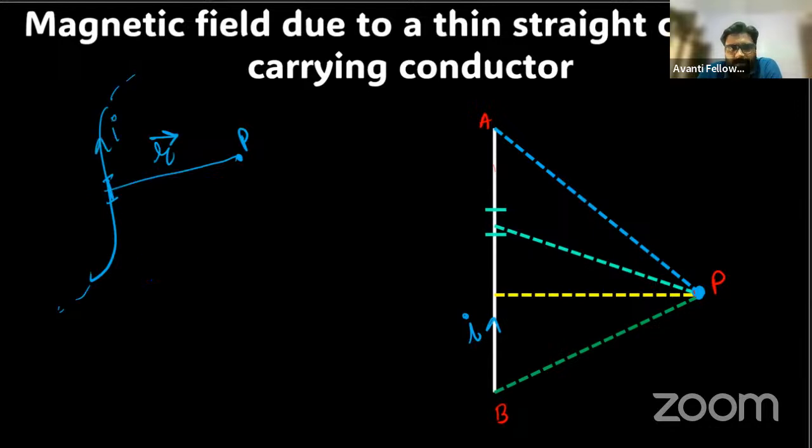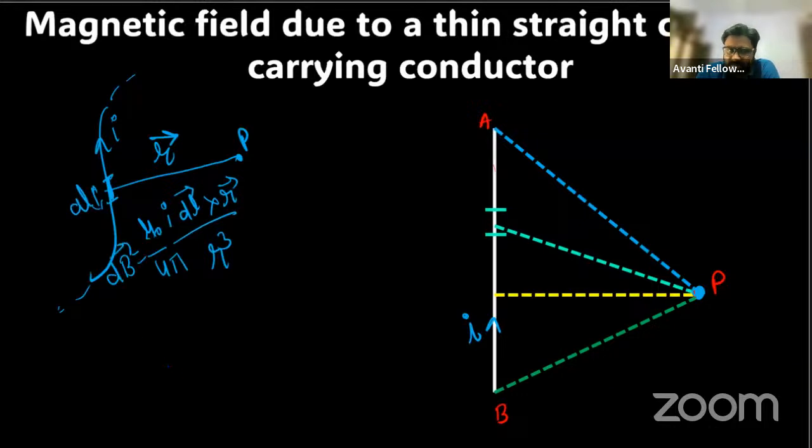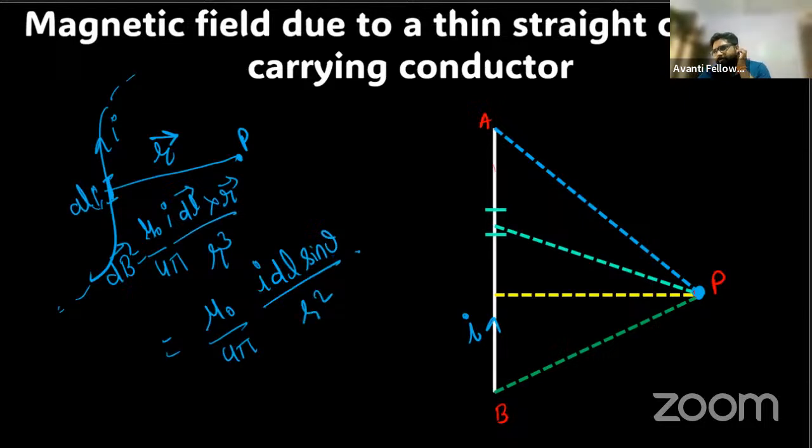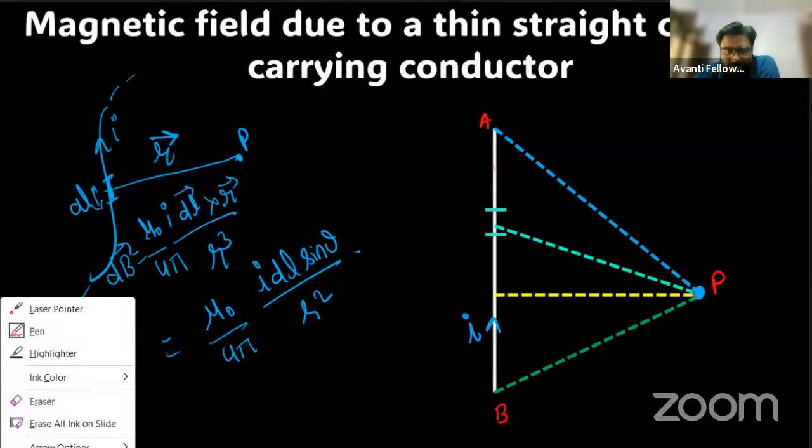So current I is flowing in this wire. This is dL. So the current element here would be I dL vector. And we know that dB equals mu naught upon 4 pi, I dL cross R vector divided by R cube. This is the magnetic field at this point, which finally comes out to be mu naught upon 4 pi, I dL sine theta divided by R square. The same thing we can do here. Yes, definitely we can do. Now let's see how we can do it.